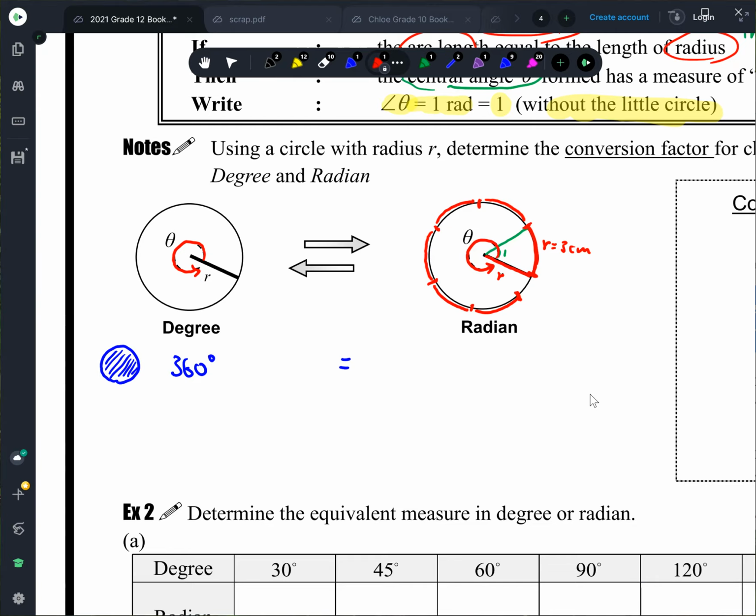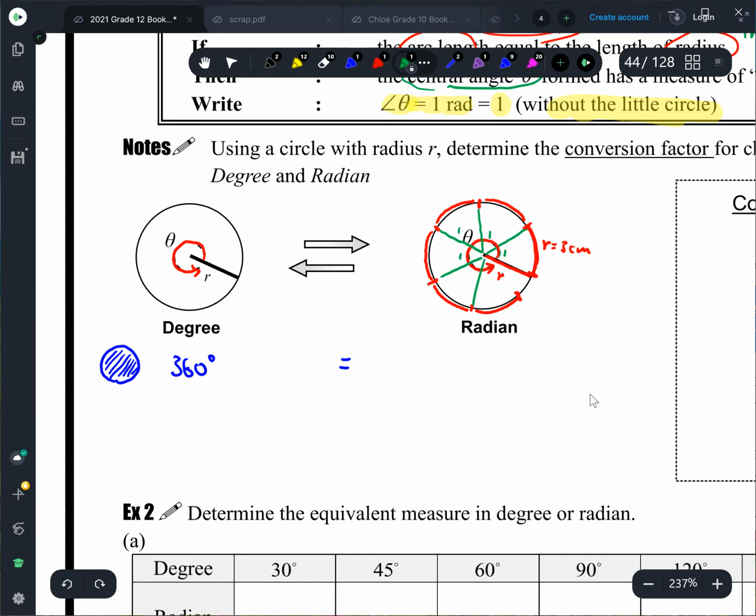You can see that I divided equally. 1 radian, 2 radian, 3 radian, 4 radian, 5 radian, 6 radian, and then a little bit more. So we should expect around 6 point something radian for a full circle. So to figure out exactly how many, we need to find out the circumference. How do we find circumference? What's the formula for finding circumference? Does anyone remember?